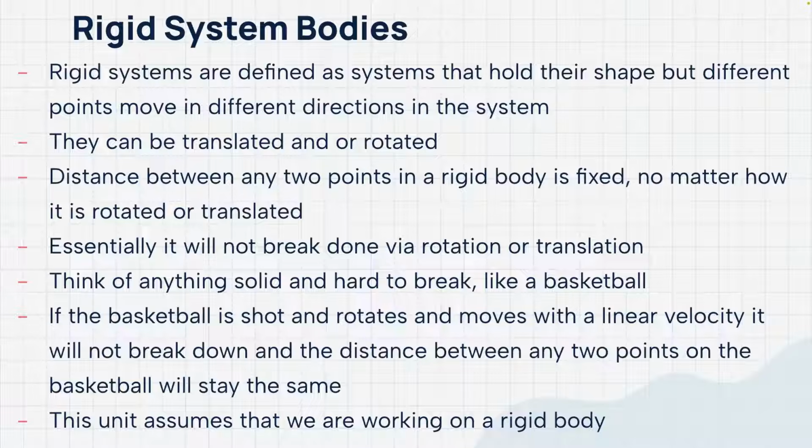Rigid systems can be translated or rotated. And the distance between any 2 points in a rigid body is fixed, no matter how it is rotated or translated. Think of a ruler, right? We're assuming it's not going to break, so the distance between any 2 points will always be fixed. Essentially that just means it will not break via rotation or translation. And you can think of anything, as I said earlier, hard to break, like a basketball. This whole unit of rotation assumes that we are working on a rigid body.